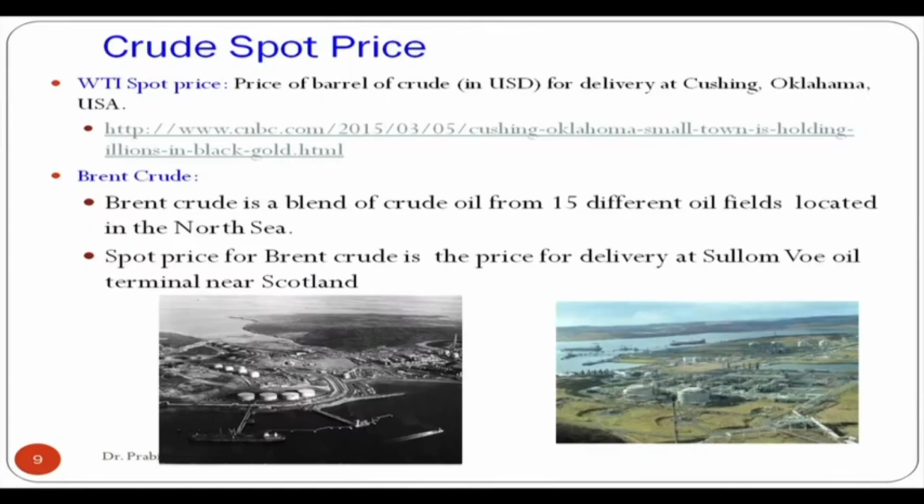Let's talk about crude spot price. When we talk about WTI spot price or Brent crude spot price, what is that? How do we know which price, because crude oil could be mined by many companies at a given point of time in a country. So when we talk about WTI spot price, or West Texas Intermediate spot price, what do we mean by that? The WTI spot price indicates the price of a barrel of crude oil for delivery at Cushing, Oklahoma, USA. So whenever the price prevailing at spot delivery at Cushing, Oklahoma, USA is known as the spot price, WTI spot price.